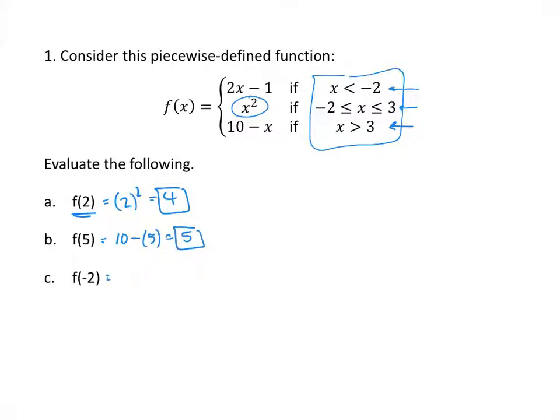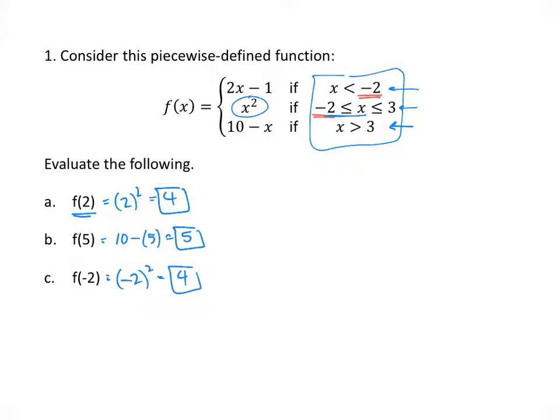And then finally, for f of negative 2, we've got to be a little bit careful here because we see negative 2 in a couple different places. But the first case talks about x being less than negative 2, and negative 2 is not less than itself. And the second case here talks about x being greater than or equal to negative 2. And so that means that this fits into this second case. So f of negative 2 is negative 2 squared, which is 4.